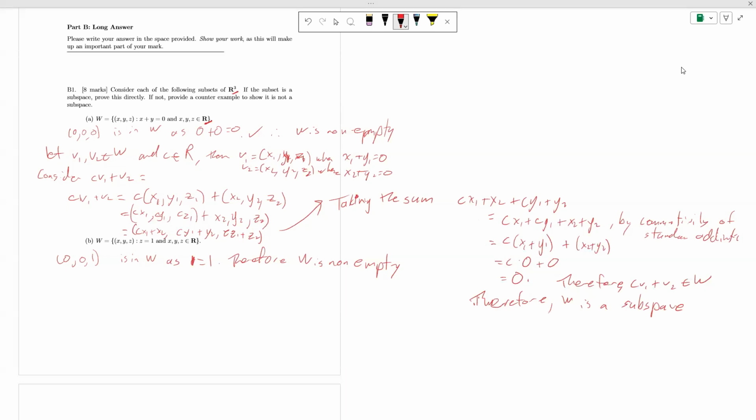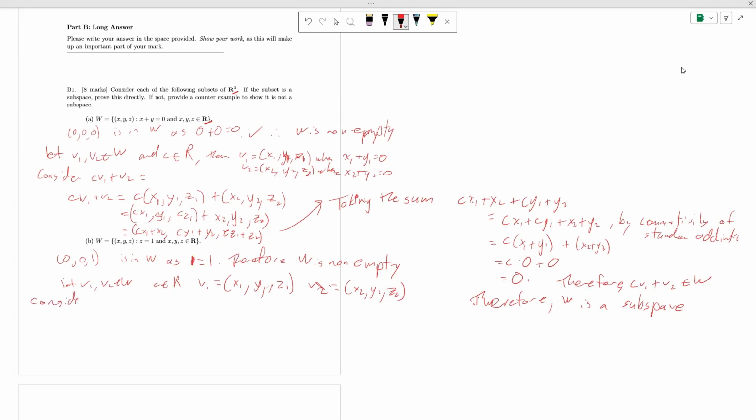But let's see what happens here. We just need to provide a counterexample to show we're not in the subspace. So here we are a subspace, and here it turns out this isn't going to be a subspace. But what I would do is still try. Just let V1, V2 be in W, C be in R. V1 equals X1, Y1, Z1, V2 equals X2, Y2, Z2.